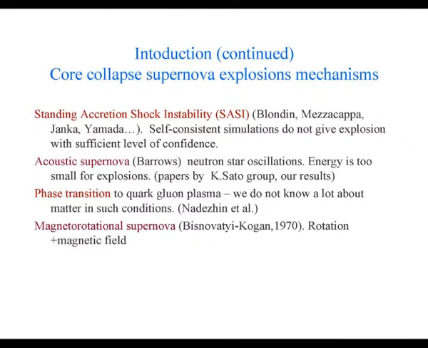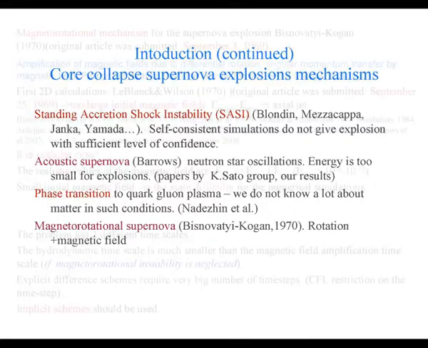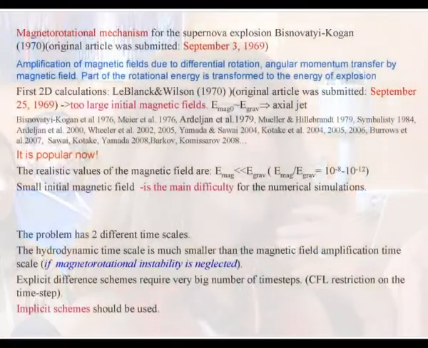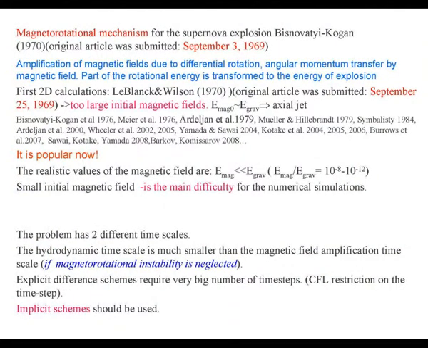The mechanism which I want to tell you about was suggested by Bisnovatyi-Kogan in 1970, more than 40 years ago. It's a mechanism connected with rotation and magnetic field. As I think everybody knows, when we have a collapsing star, we have more than enough sources of energy to produce an explosion. There is neutrino energy, which is extremely high, gravitational energy, rotational energy, and so on. The only problem is how to extract at least a small part of any of these types of energy and transfer it to kinetic energy.